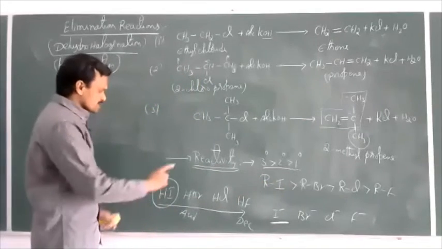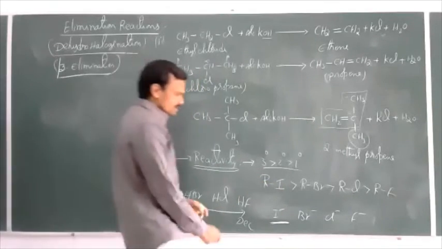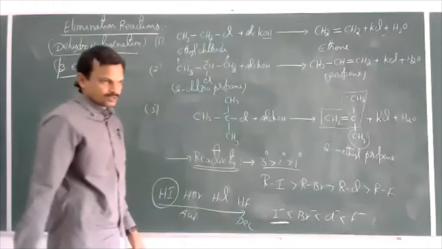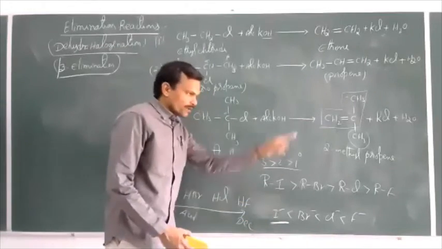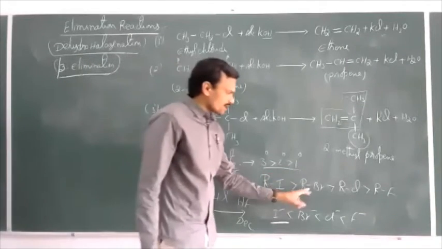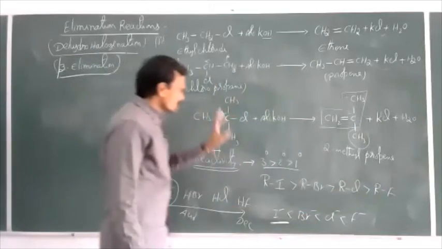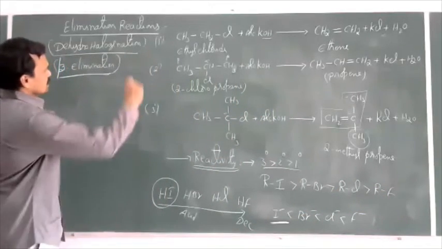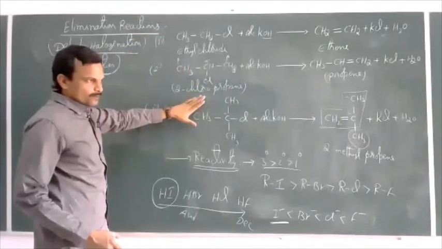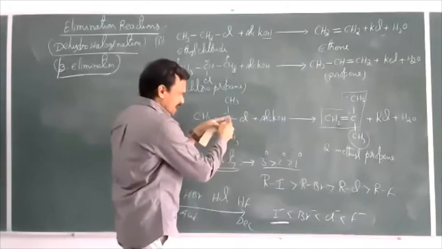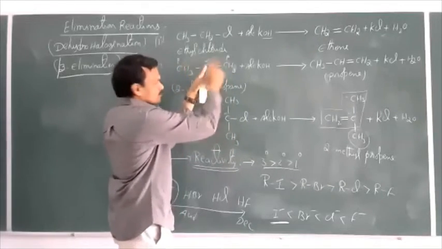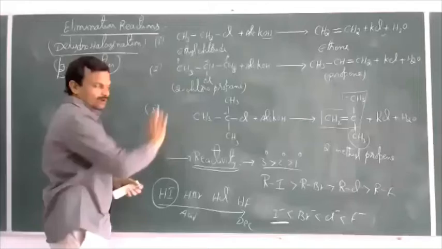So weak bases are better leaving groups. Among these, the basic strength of I⁻ is less than Br⁻, less than Cl⁻, less than F⁻. So the weaker the base, the better the leaving group. The order of reactivity of haloalkanes is RI > RBr > RCl > RF. And see here, all these are symmetrical haloalkanes. That means where the halogen is attached, on either side the alkyl groups are exactly the same. So these are all symmetrical haloalkanes.